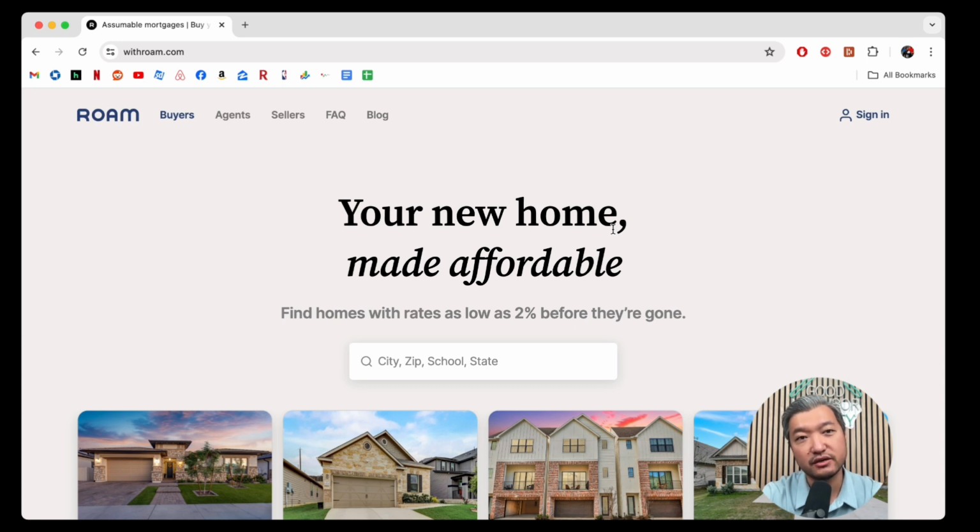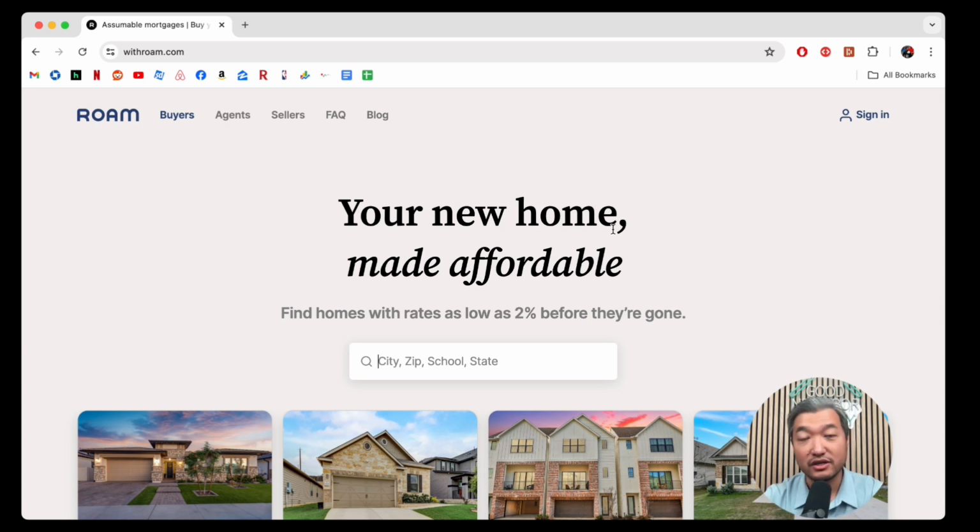I learned something a couple of weeks ago. It is about assumable loans. I'm assuming that most of you already know what an assumable loan is. It's when you take over somebody's FHA or VA loan, and there are some really good advantages to that.